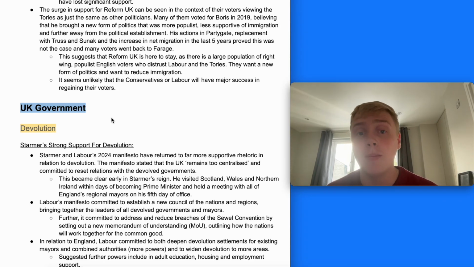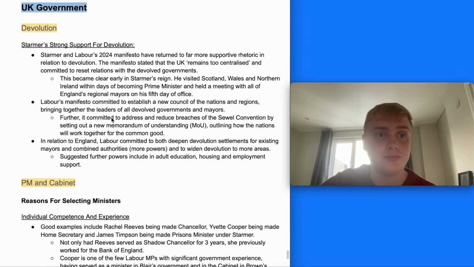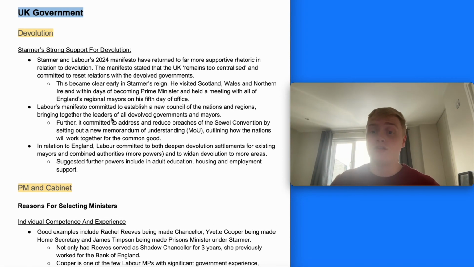And this suggests that Reform UK is here to stay. There's a large population of right-wing, populist English voters who distrust Labour and the Tories. They want a new form of politics and want to reduce immigration. They believed that Boris could be that. Ultimately, he proved that he wasn't. And now they're here to stay, voting Reform, who are now really looking to contest elections, having finished third in the 2024 election. That's everything in terms of the party system.